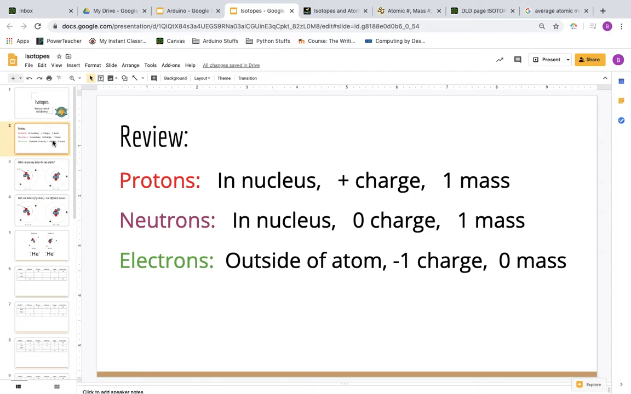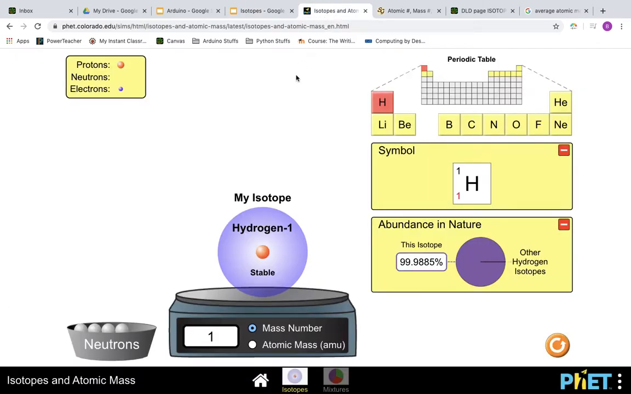So just to review, there's these three things inside atoms: protons, neutrons, and electrons. You can read all about them on the screen in front of you. Protons and neutrons both have mass. Those are the things we're going to mostly talk about today. Electrons are tiny. They have just a tiny amount of mass, so we call it zero, but they do have a -1 charge.